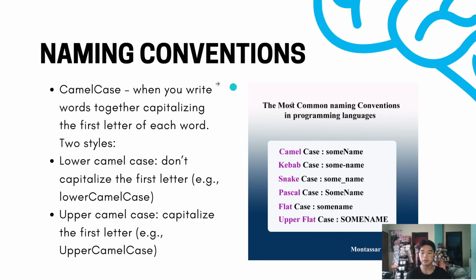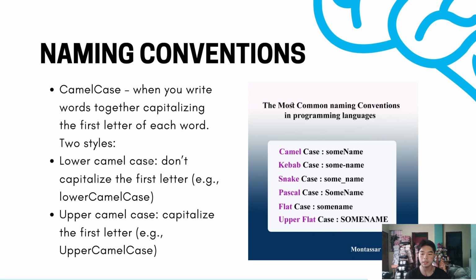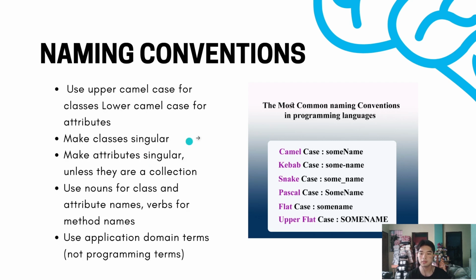For example, in lower camel case, the L in lower is not capitalized. And we have the upper camel case, wherein you capitalize the first letter. For example, the letter U in upper, the C in camel, and the C in case.